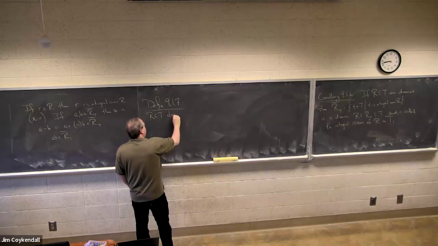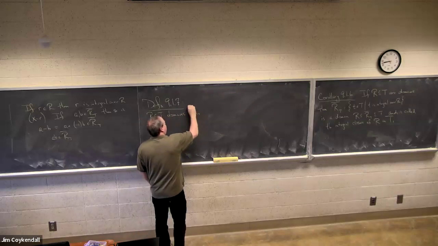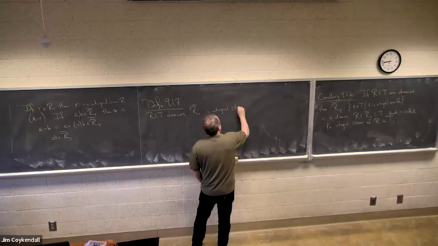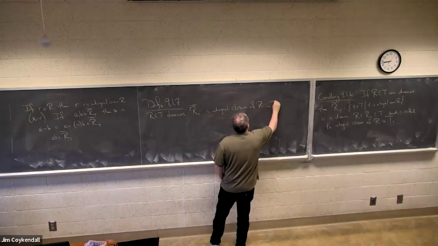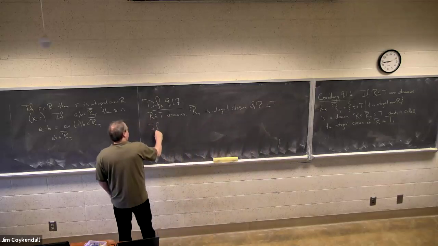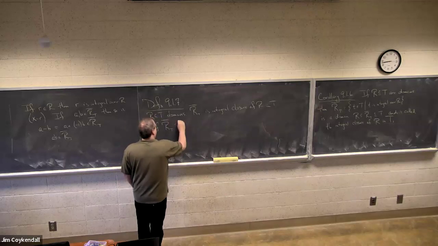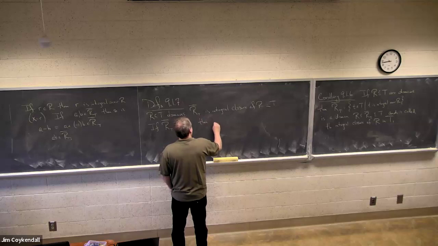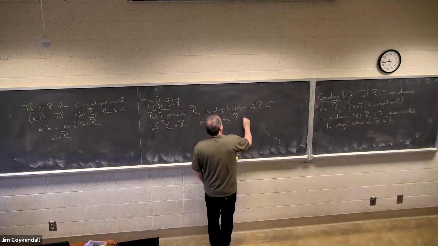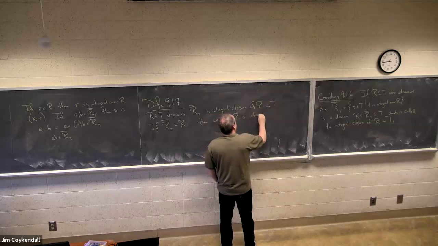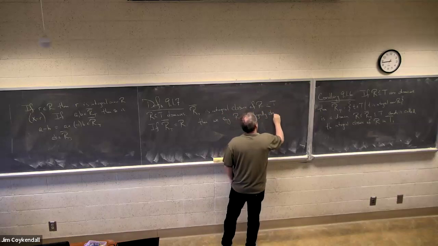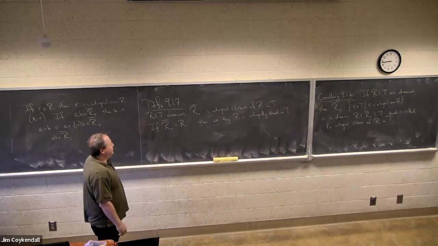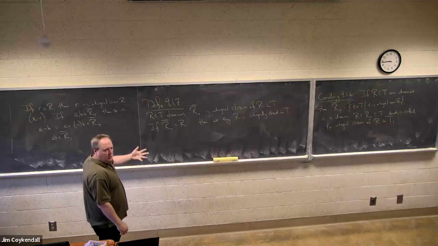Domains. Of R and T. If R-bar in T equals R, then we say R is integrally closed in T. So if the integral closure of R in T equals R, that is, there's nothing new that's integral other than the elements itself.